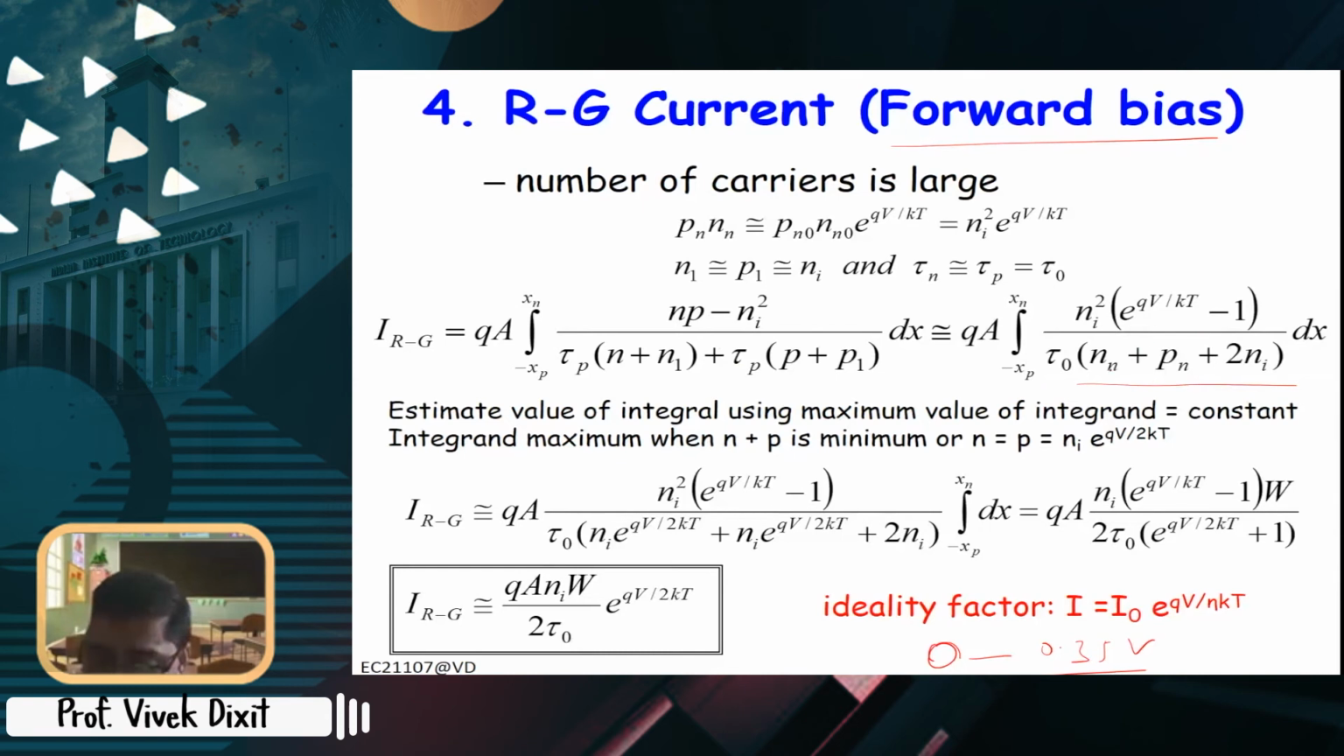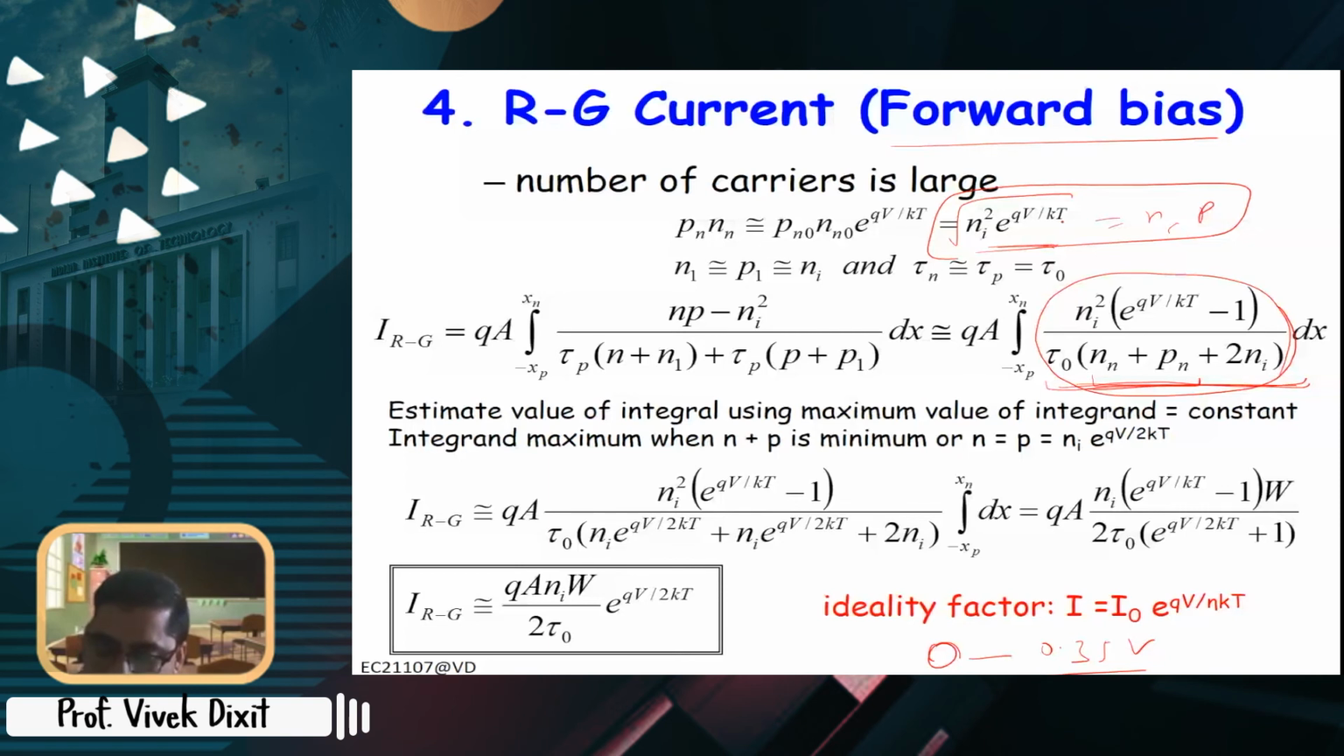Now we will use one technique to estimate this current, right? What we do, we calculate the maximum value of this integrand, and the integrand will be maximum when n plus p is minimum, right? So this n plus p is minimum, and that will be minimum when n and p are equal, right? So when n and p are equal, each of them will become Ni exponential QV by 2 KT, right? So each of them will become basically the square root of this thing, in the depletion region. So they become Ni exponential QV by 2 KT.